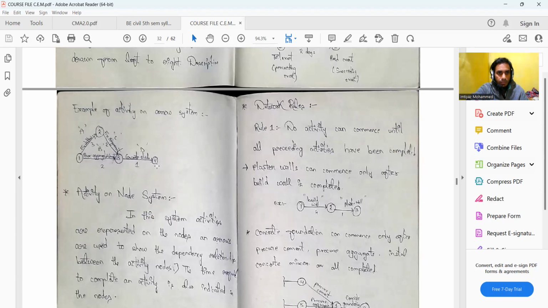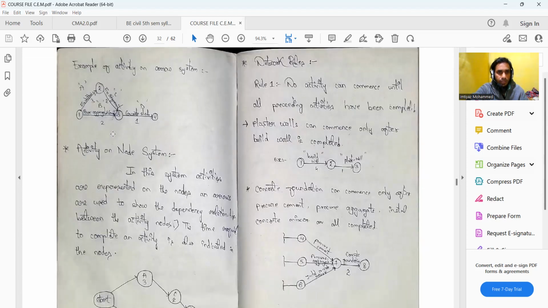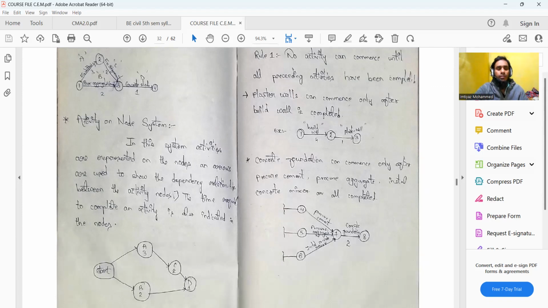We have these A, B, C, and D events, and how they are represented in the form of a network diagram. So this is basically the activity on arrow method. The second system of network representation is known as the activity on node system.